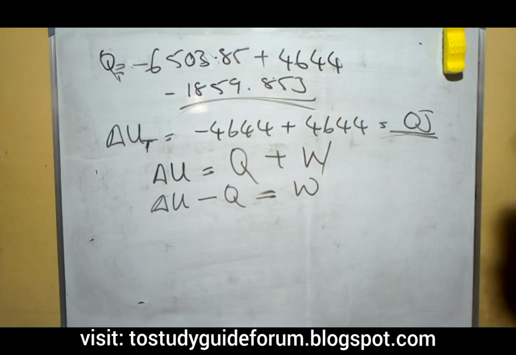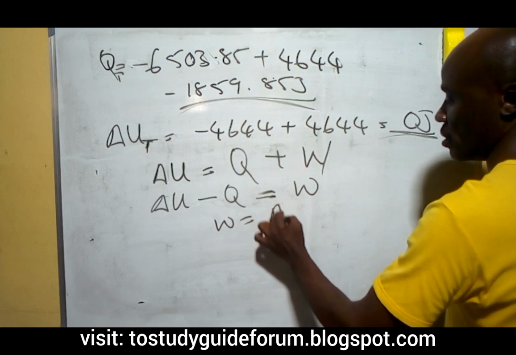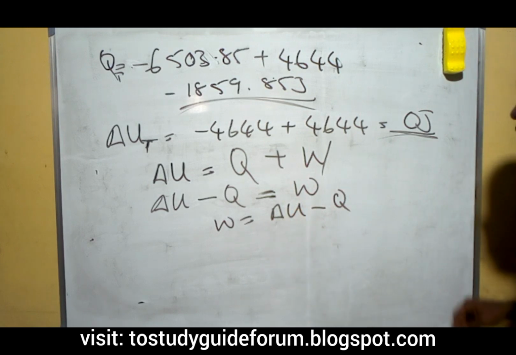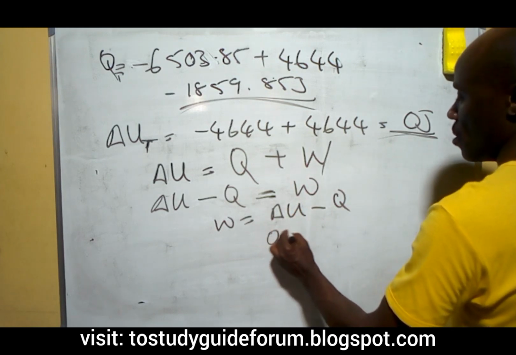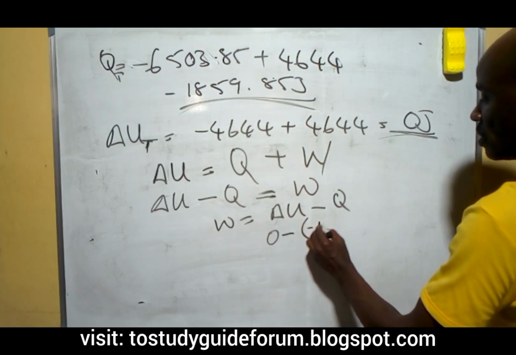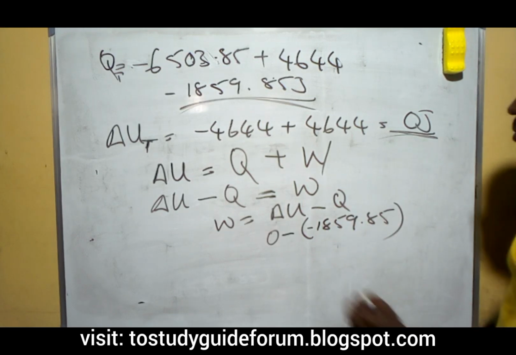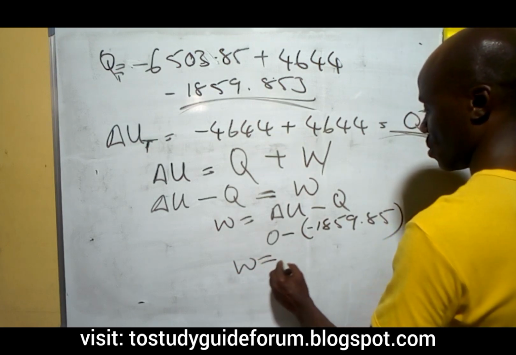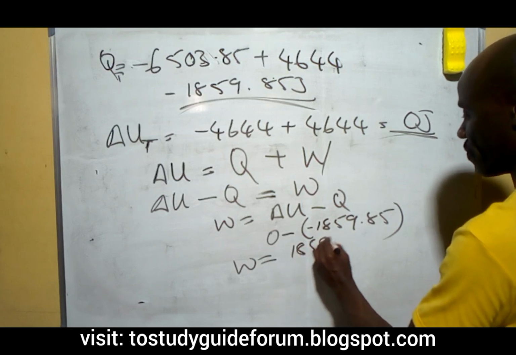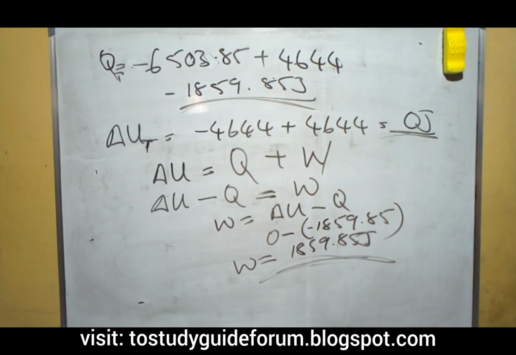So the total work done, we have it to be changing minus this. So our change in internal energy is 0 minus quantity of heat. The total quantity of heat here we have it 18.5 points. So this multiplied, it means that work done is 1859.585 joules. That is what we have here.